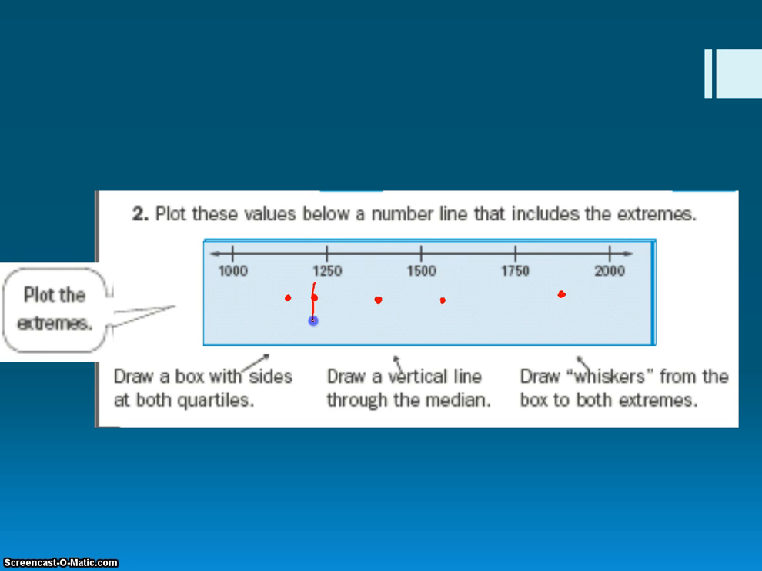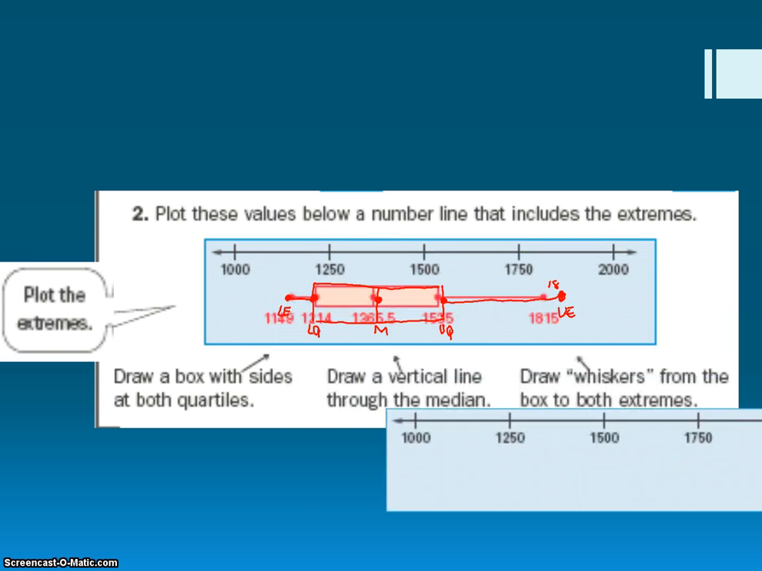So here's the lower quartile, here's the upper quartile. I'm going to make a box. Try to be as even as possible. We also draw a vertical line through the median to separate the box. Then we draw whiskers from the lower extreme to the lower quartile, and from the upper quartile to the upper extreme. Now you can go back and label what these are, and even label your numbers as well, which I'll show you that's what they do here.